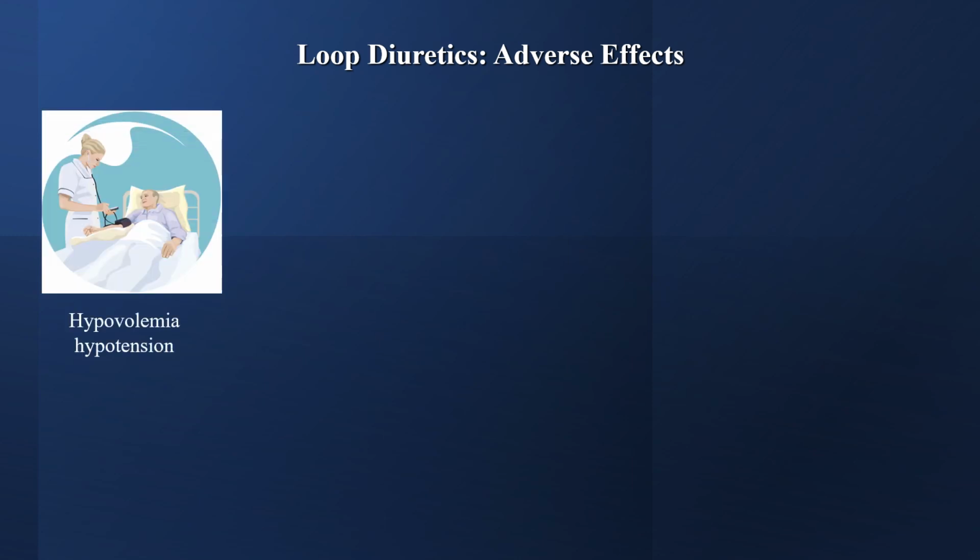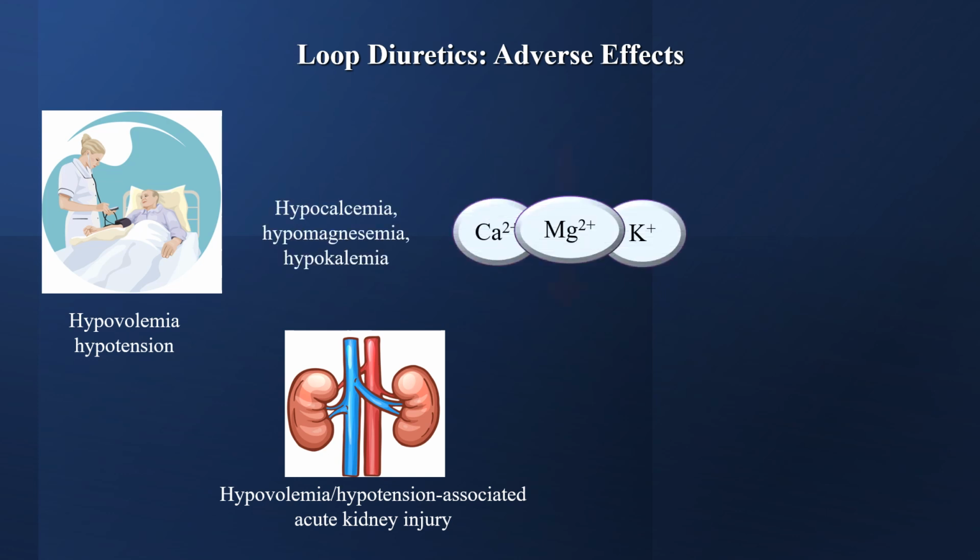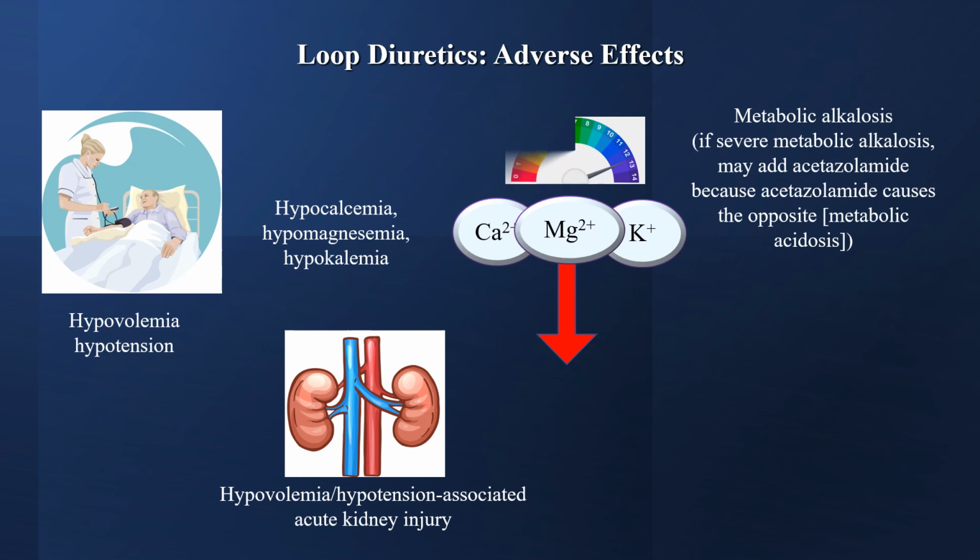Common adverse effects of loop diuretics include hypovolemia and hypotension, kidney failure associated with hypovolemia and hypotension, and as we've discussed, electrolyte and acid-base disturbances including hypocalcemia, hypomagnesemia, hypokalemia, and metabolic alkalosis.